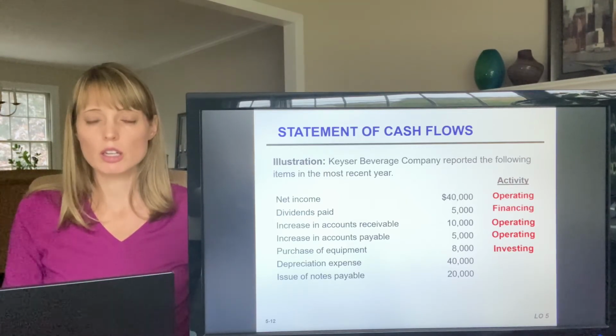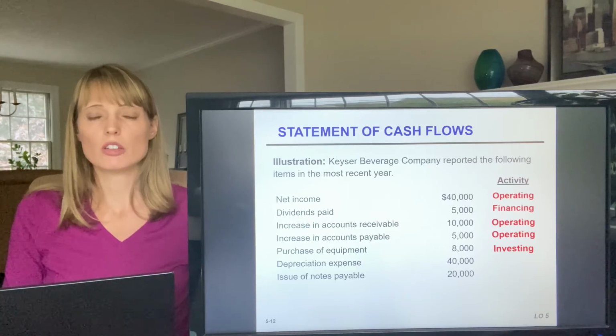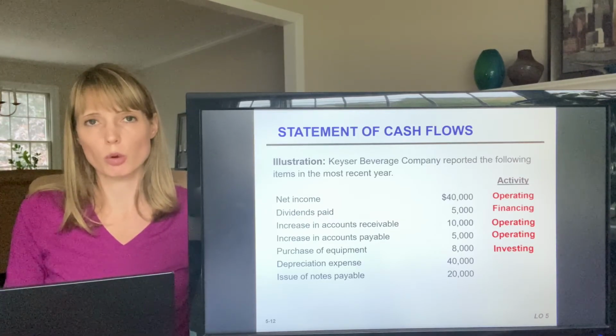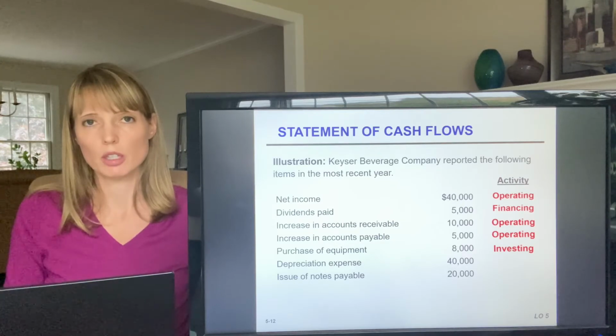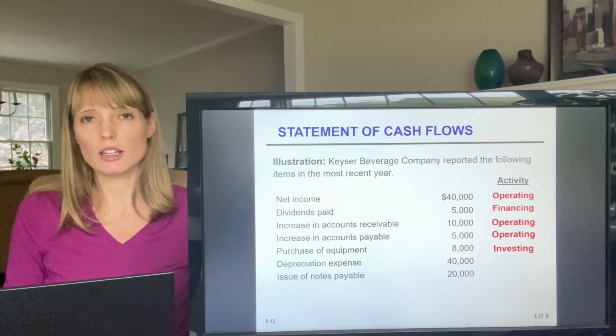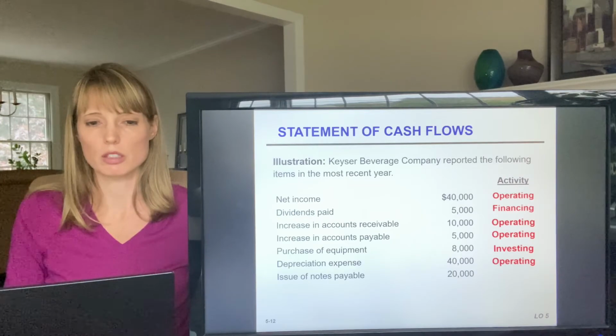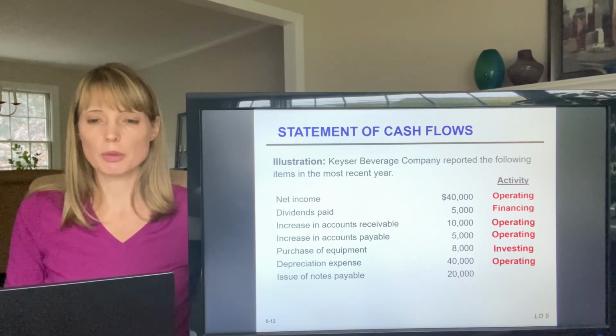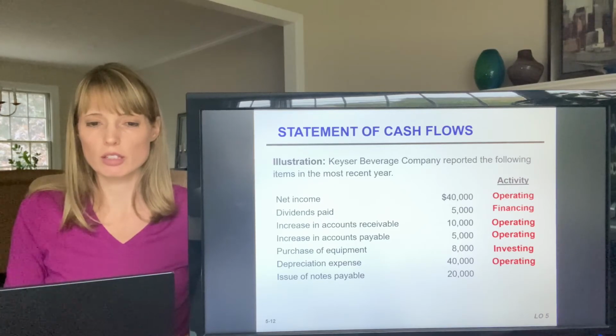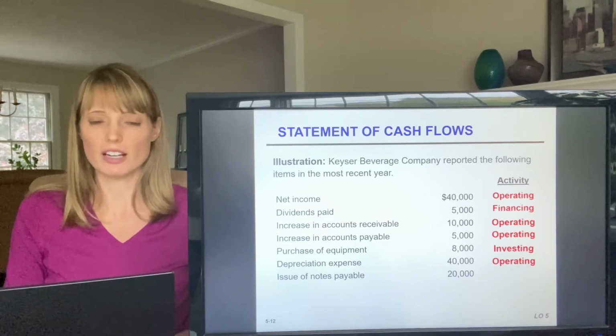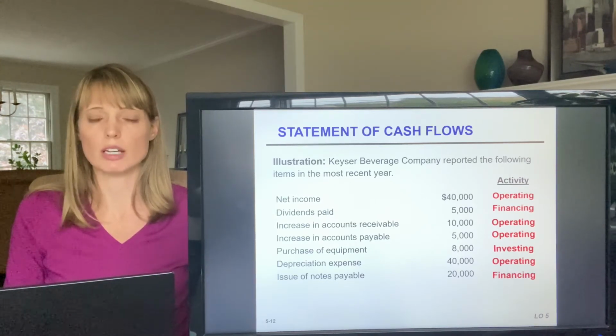Depreciation expense. That is one item that would be recorded as a part of net income, but it doesn't affect cash. So when we're reconciling net income back to operating cash flows, we're going to need to add back that depreciation expense. Finally, the issuance of the notes payable is going to be a cash increase of $20,000 in the financing section because it was a way to raise cash.